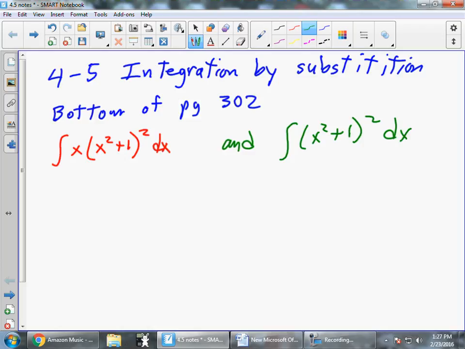And I thought the author made a really good point here by saying some places substitution works and some places it doesn't, but then he didn't go through and explain why. So I want to do that today.